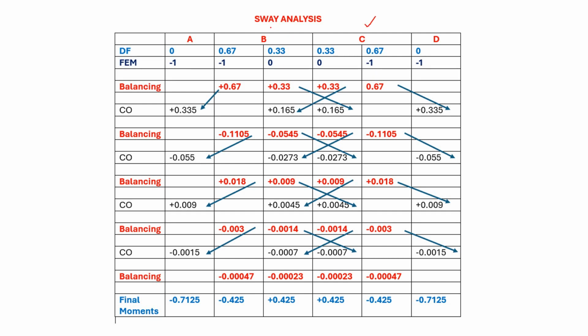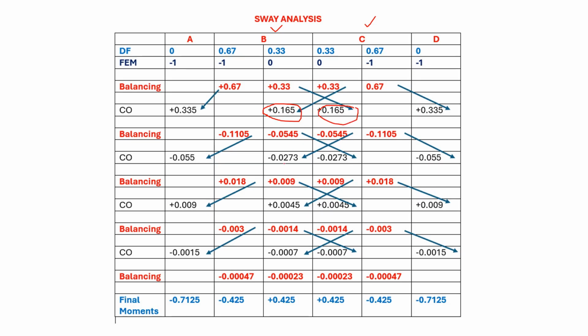Similarly, for joint C and joint B, you have to apply opposite moments and distribute that using the distribution factor and balance that. For example, if you add these two, 0.67 plus 0.33 is +1, and +1 minus 1 is 0. However, once you apply these balancing moments, half of the moment is transferred as carryover factor to the further end. These arrow marks represent the transfer of half of the moment to the further end. Now you end up with this moment at B, and similarly this moment at C.